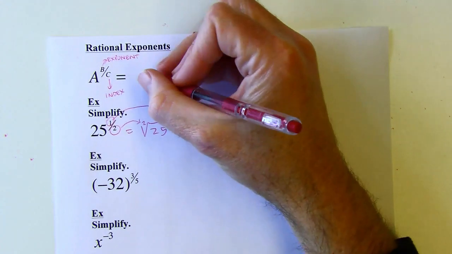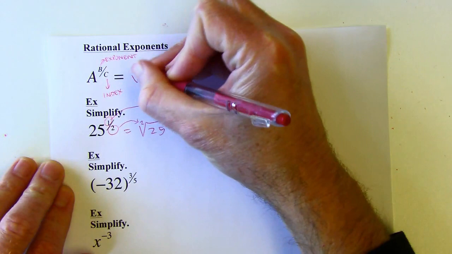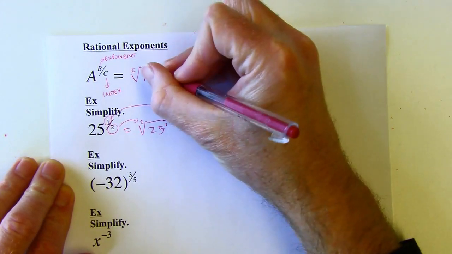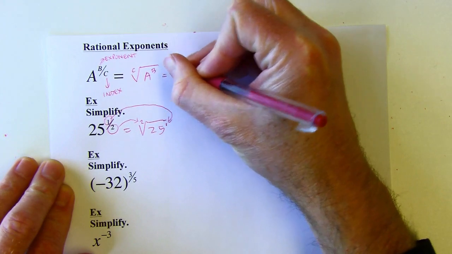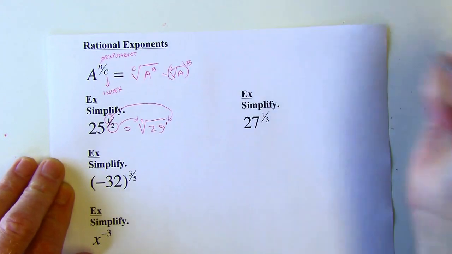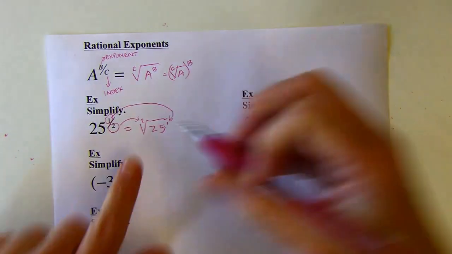Okay, so my index is going to be C here, and B will be the exponent. So you could write it like that, or depending on the situation, it might be handier to do this kind of thing. It doesn't really matter if the B is inside the radical or on the outside. Okay. All right, so let's get back to this one.